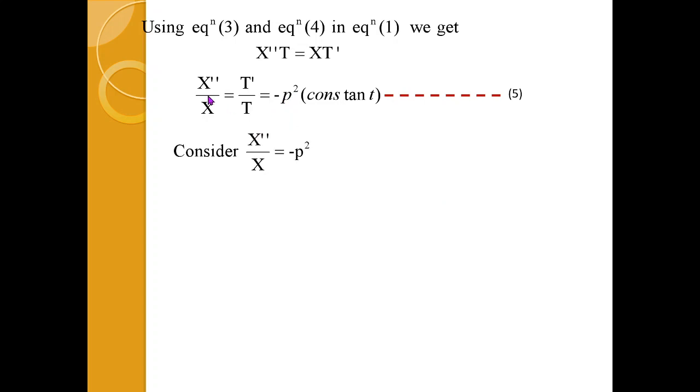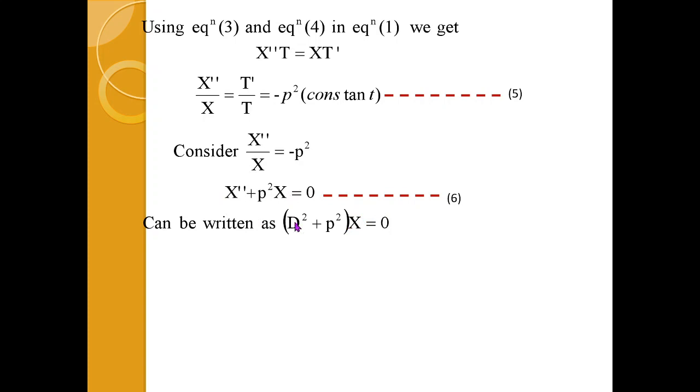we get X double dash T equal to X T dash. Separate the variables. As the order of derivative is 2, the separation constant is minus p square. Consider the first ratio with the constant. So we have X double dash by X is equal to minus p square. Simplify this to obtain the ordinary differential equation. So we can write it in this form.